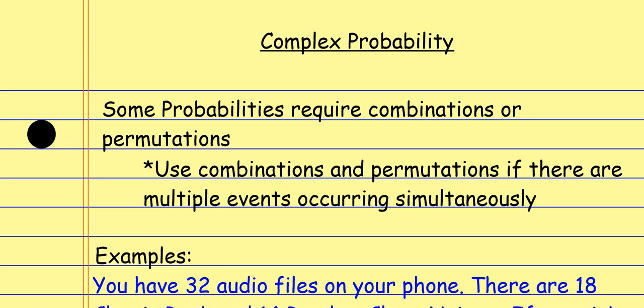Hi there, folks. Today we're looking at complex probability. And complex probability really just means that we have to use permutations or combinations to come up with the number of ways that something can happen or the total number of possibilities.